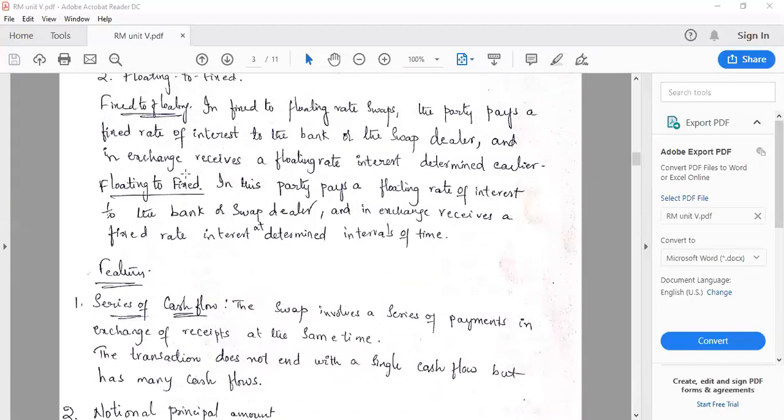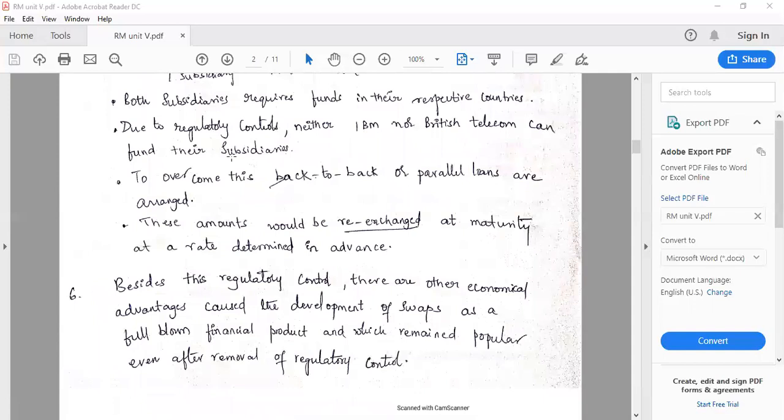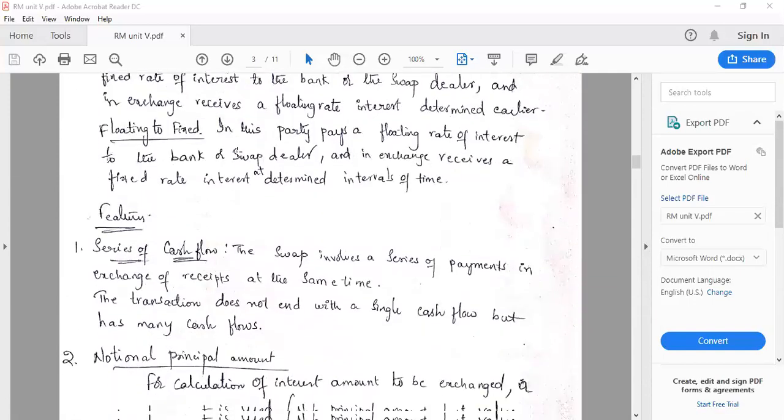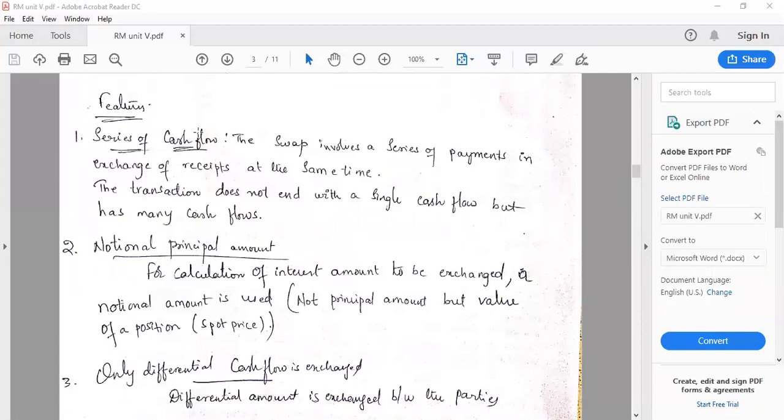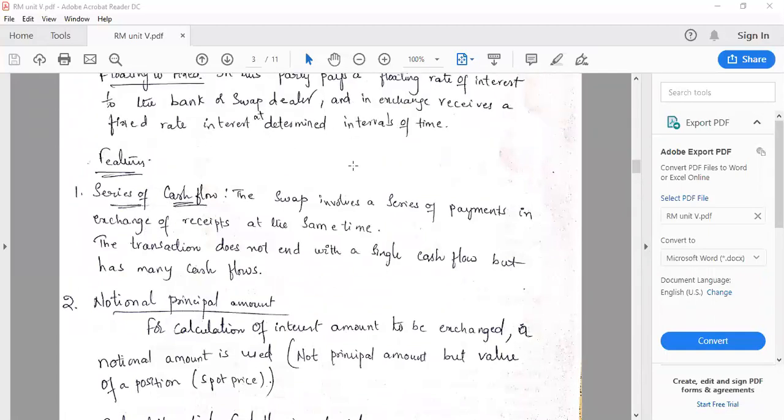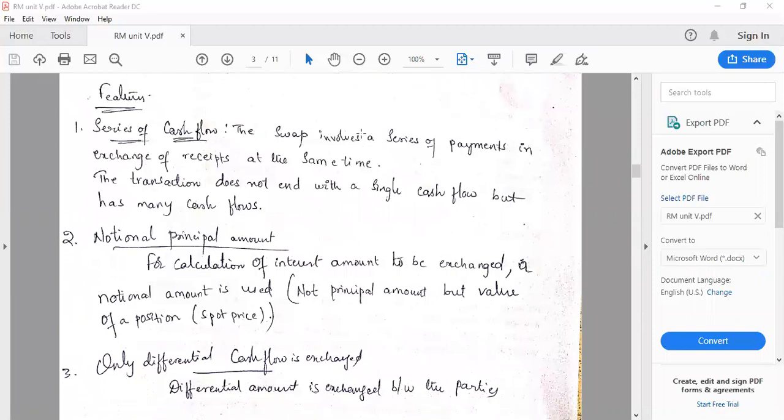Now let us see the features of these interest rate swaps. The first feature is a series of cash flows, determined at intervals of time. Whenever we are undergoing the contract or the agreement, we'll have a fixed time period and fixed intervals of time, right? So it has a series of cash flows.